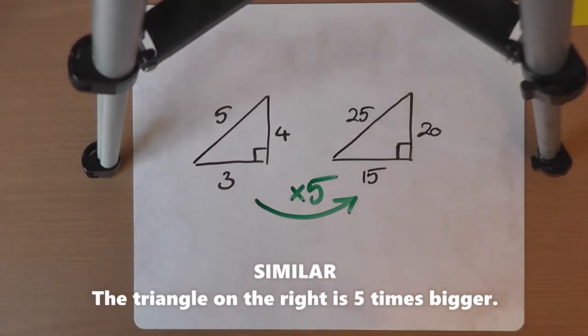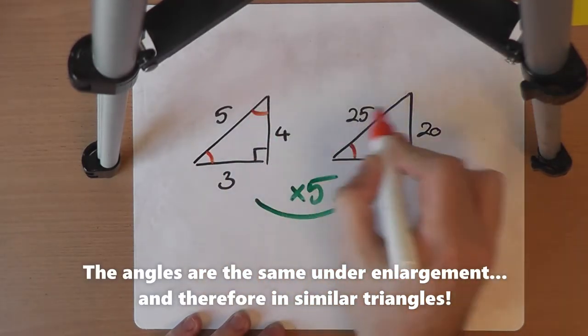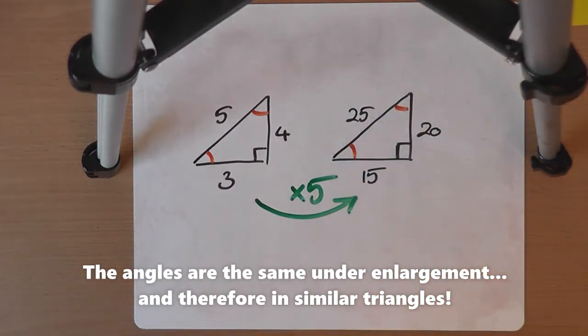Something worth noticing with these two triangles, well, the sides are going to be bigger in the right-hand triangle, but something will have stayed the same, and the thing that will have stayed the same is the angles. The angles inside the triangle will in fact remain the same size.